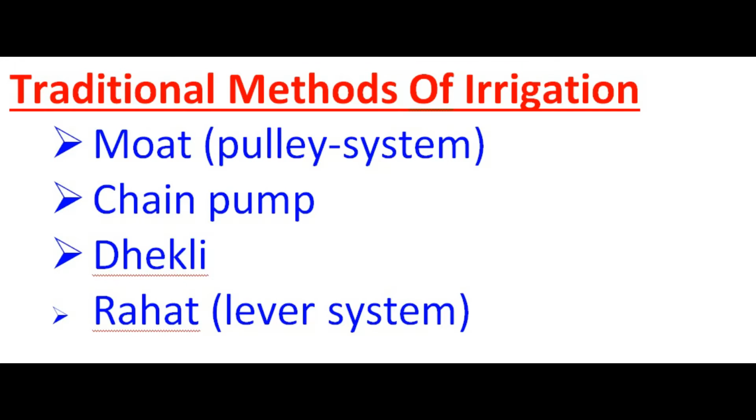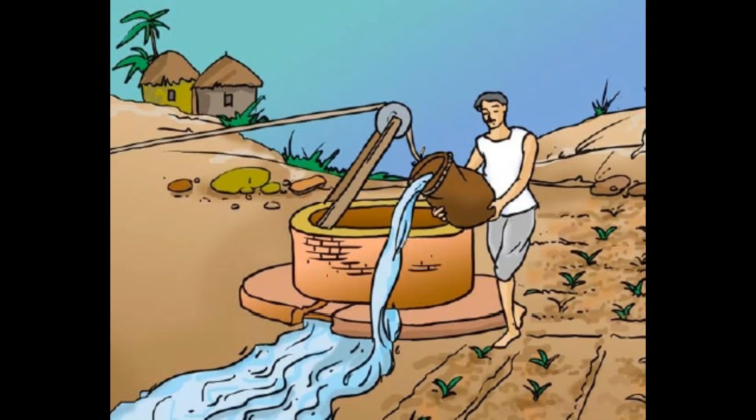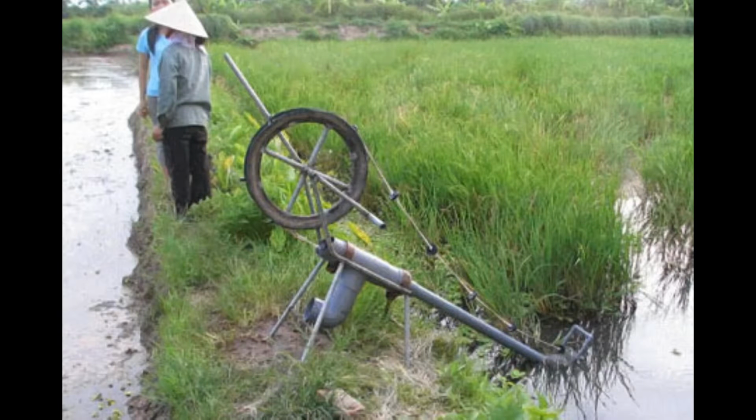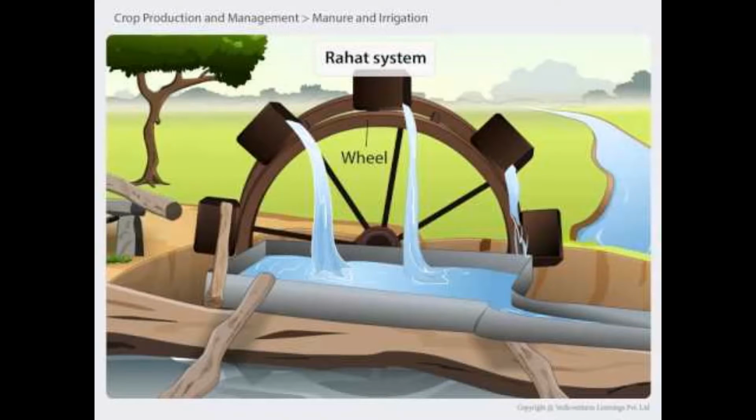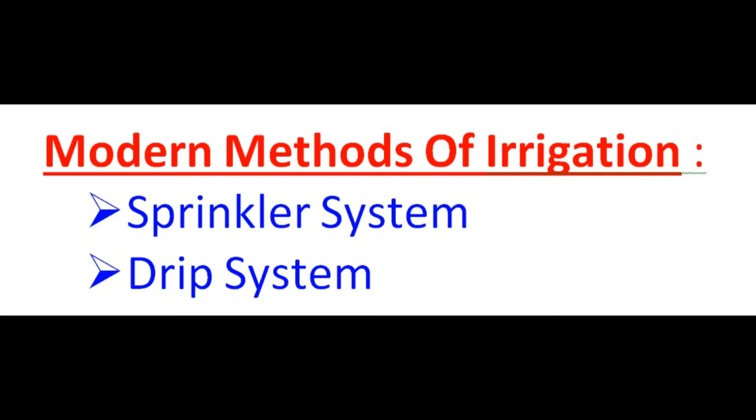Now, there are 2 methods of irrigation. One is the traditional method of irrigation and one is the modern method. There are usually 4 kinds of traditional methods of irrigation: moat, chain pump, dhekli, and rahat. And for the modern methods, usually there are 2 systems. Sprinkler system.